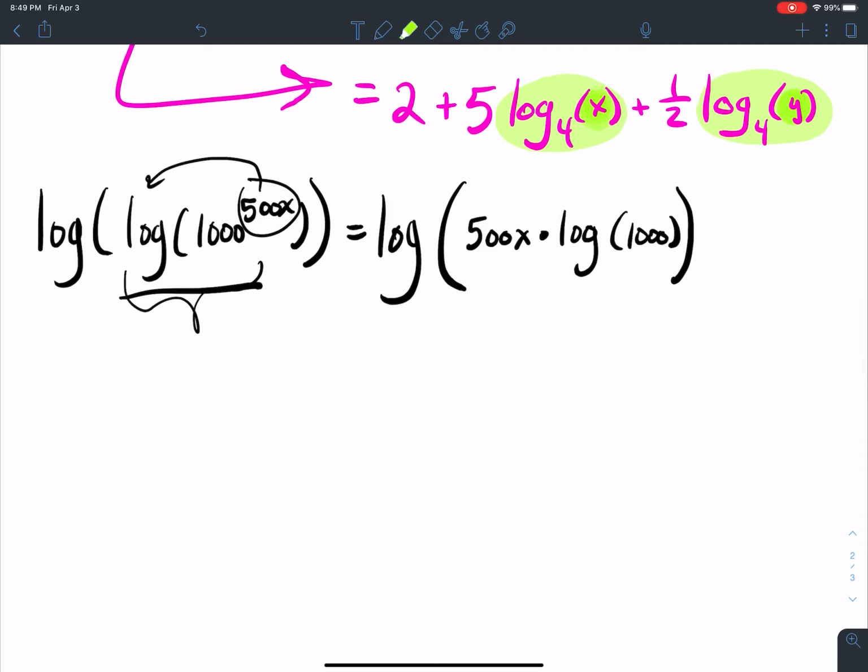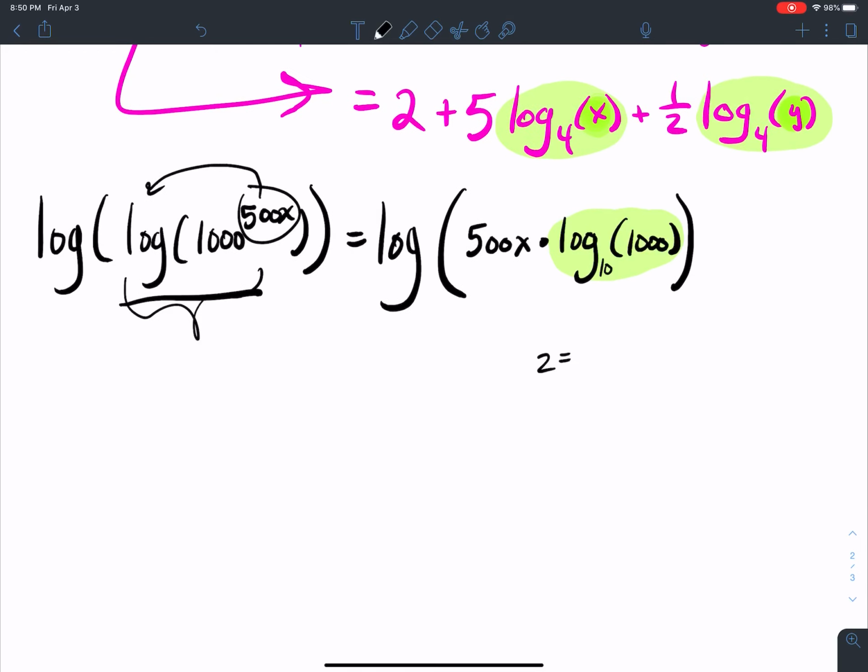Now, log 1000, can I do anything with log 1000? Well, this is a log base 10 when there's no number there, right? So if I had like a z equals log base 10 of 1000, okay, if I raise both sides to the 10, I cancel that. I get 10 to something, I don't know what it is, right? Equals 1000. Well, what do I raise 10 to get 1000? I raise it to 3, so z equals 3. So this piece in here is 3.